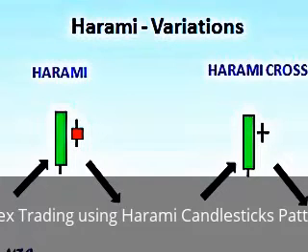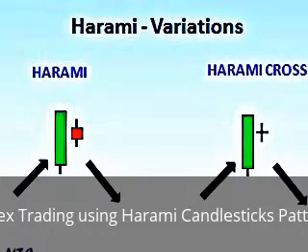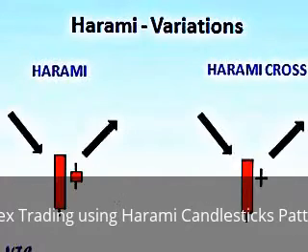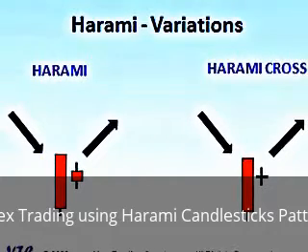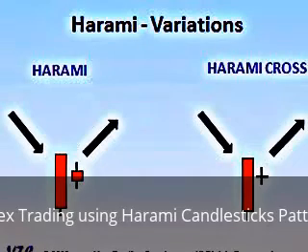A common variation of the Harami that you'll hear quite often is the Harami cross. The first candle continues the trend. The second is a doji contained within the first candle's real body. The concept is the same. What initially appears to be continuation of the trend suddenly displays indecision and the potential for a reversal. Same for a bottom reversal, Harami and Harami cross, where the second candle is a doji.